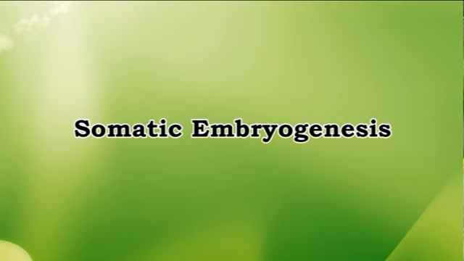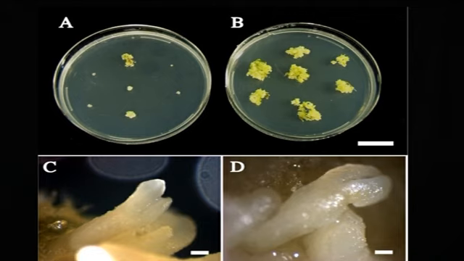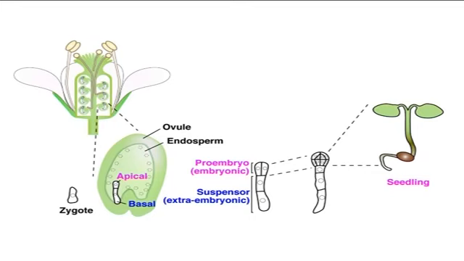Next is somatic embryogenesis. In flowering plants, an embryo is the product of the zygote and the zygote is the product of the fusion of two gametes. The embryo undergoes a pre-programmed development and forms a plantlet. In a nutshell, under normal circumstances, an embryo is the result of sexual reproduction. Such embryos are known as zygote embryos.